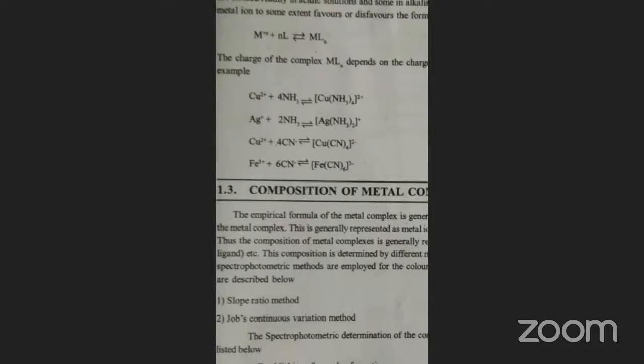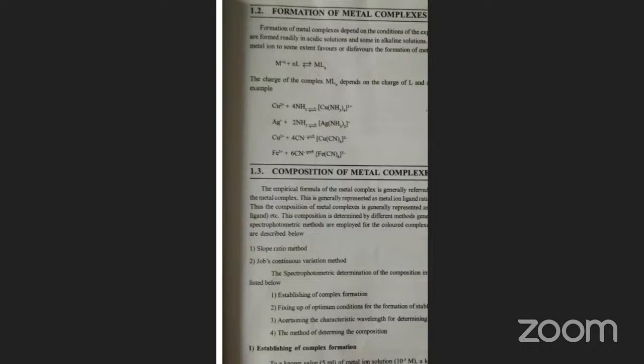The next one is iron plus 2, Fe plus 2. It reacts with 6 moles of cyano ligand and it produces a complex of Fe(CN)6 minus 3. It is called the hexacyanoferrate 3 ion complex. So this is the formation of a complex.